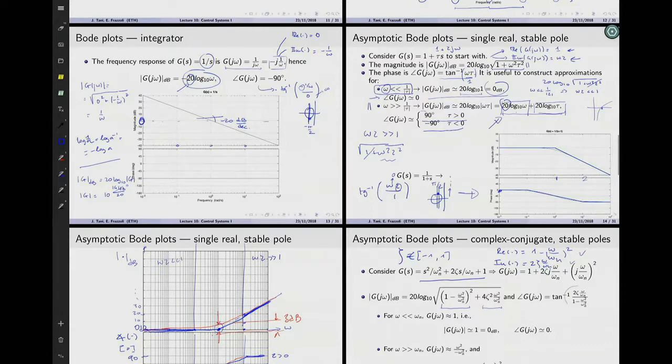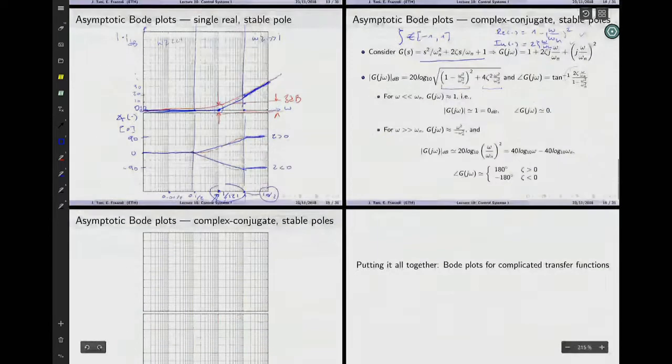Okie dokie, so where were we? We are looking now at the Bode plots of complex conjugate poles or zeros. So we all agree that we can just apply the definitions of magnitudes and phases, and we get to these expressions here. Now, how do we do the asymptotic approximations in this case?